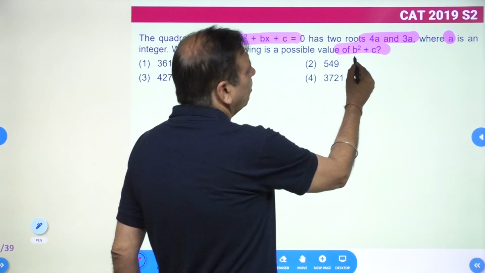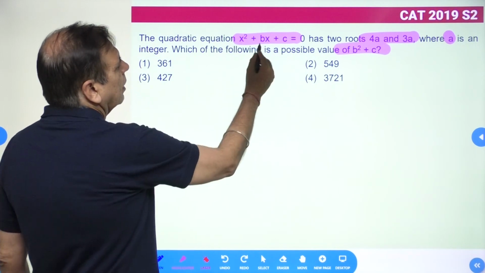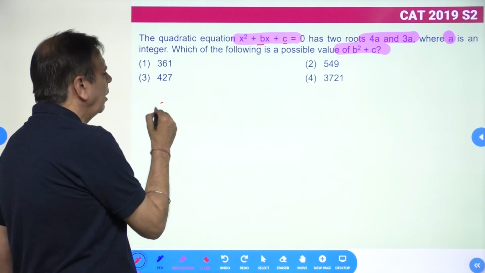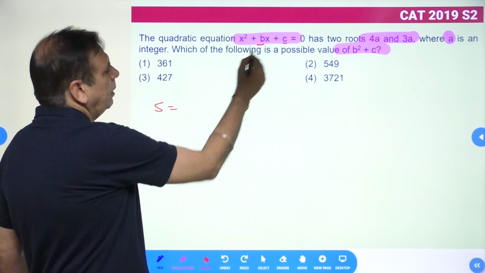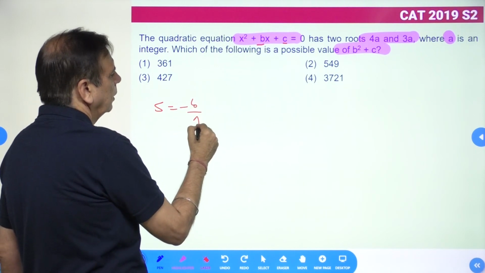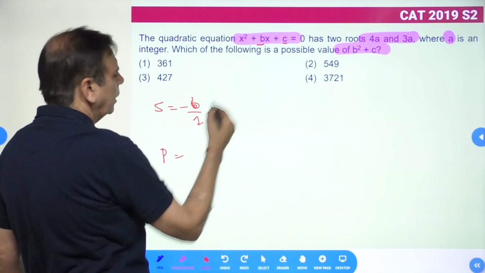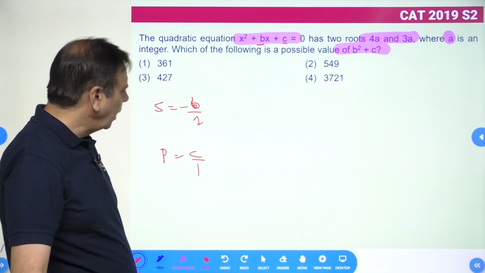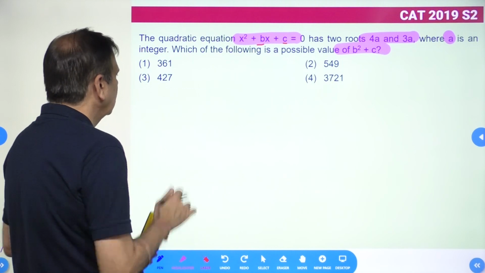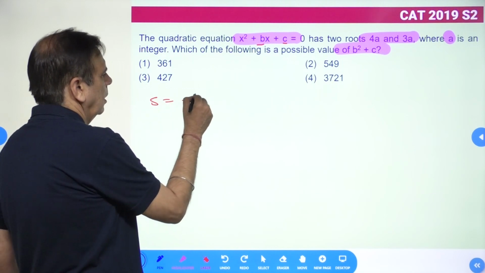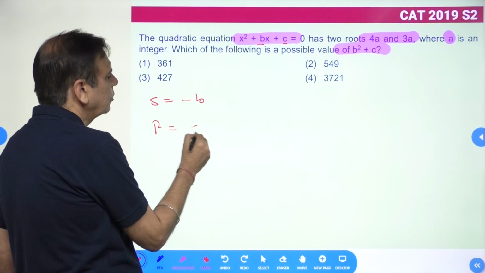We need to find the value of b square and c. b and c are here. What is sum of the roots? Sum of the roots in this case will be minus b upon 1. Okay. And what will be product of roots? Constant term upon 1. So I can say sum is nothing but minus b and product is nothing but c.